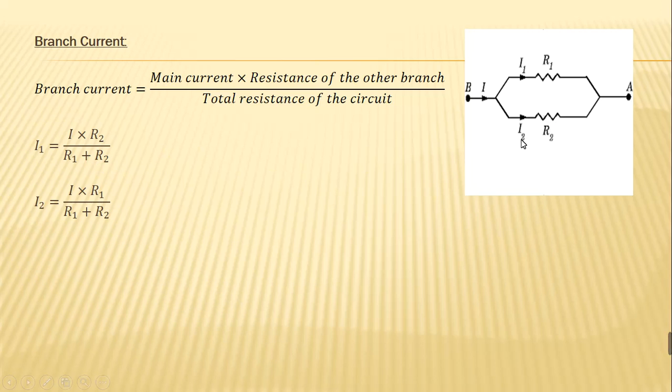Similarly, I can calculate I2 as the main current I into the resistance of the other branch, R1, divided by R1 plus R2. So this is about your branch current. Now let us discuss Thevenin's theorem.